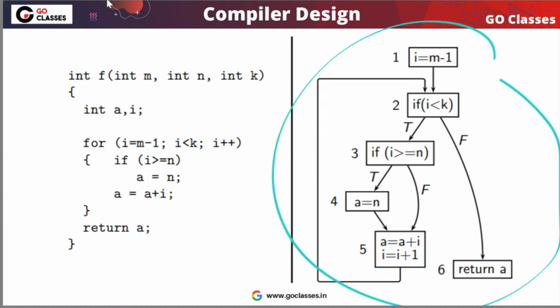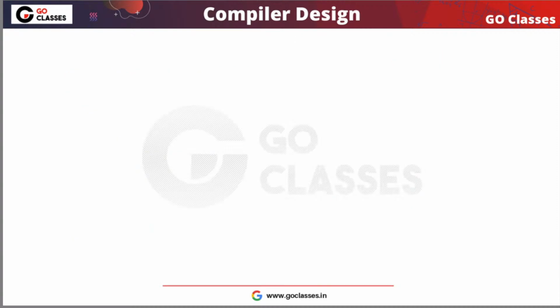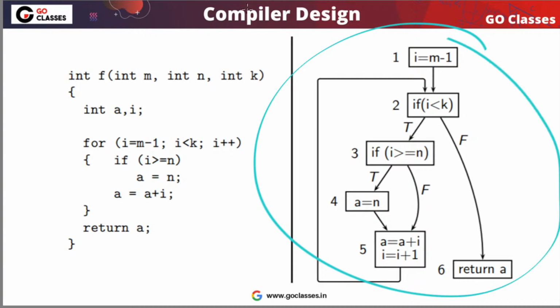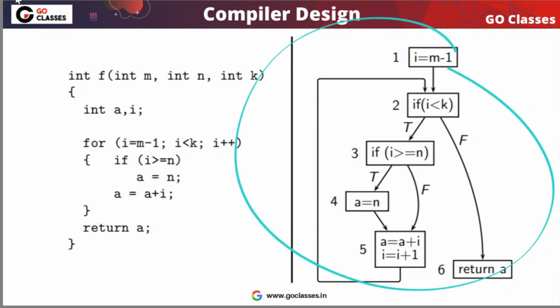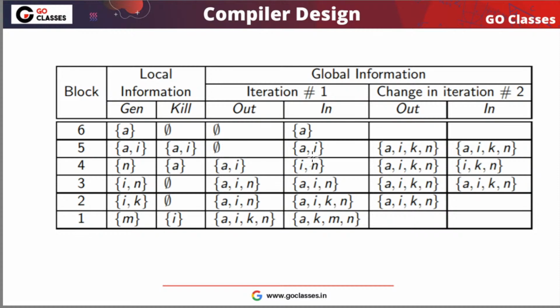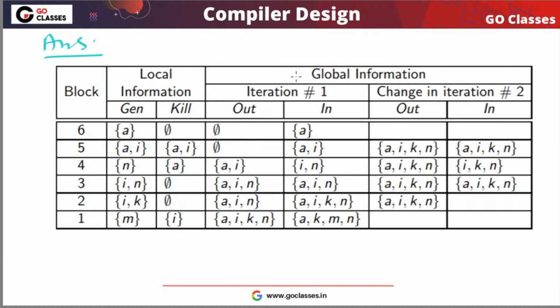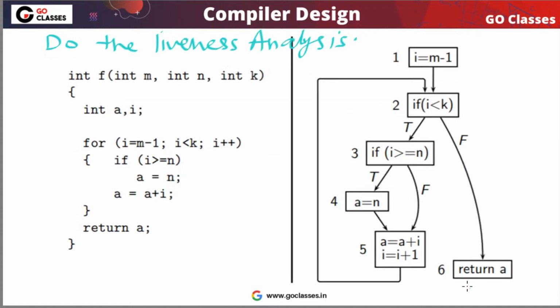Now, once you have this control flow graph, they can ask you liveness analysis. So I am giving this as homework. You can check it out. For this control flow graph, can you do liveness analysis? This is the answer. First iteration, second iteration. Always go in the upward direction, just go in the backward direction and you can do it.